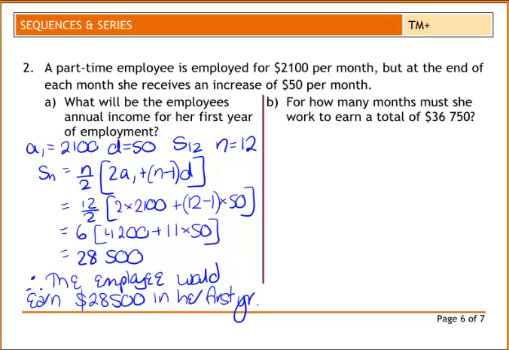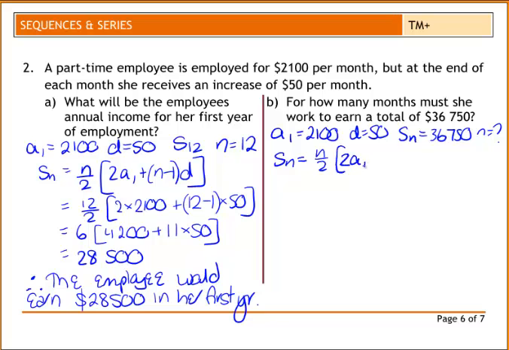Second question, for how many months must she work to earn a total of $36,750? So in this case, again, I have my first term is 2,100, and my common difference is 50. I want to know what the n is when S of n is 36,750. Okay, so again, write my formula out. S of n is n over 2, 2a1 plus n minus 1 d. Plug in everything.